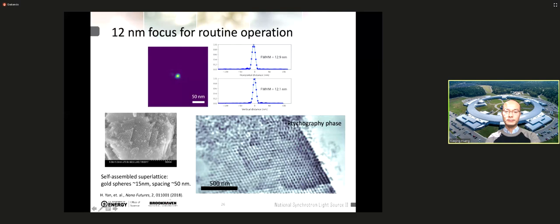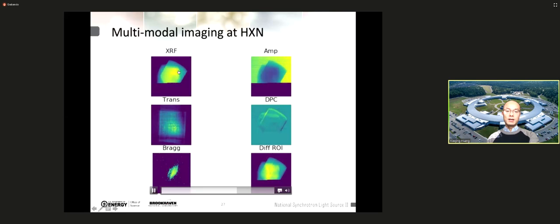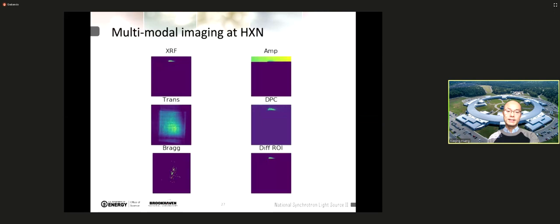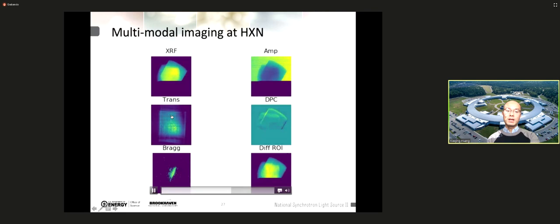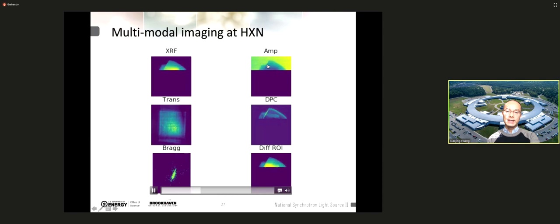Okay, so this movie gives us a rough idea of running an experiment with all three detectors collecting data simultaneously. The image on the top left corner is the ROI summation on a certain fluorescence peak. That roughly gives us the element distribution for the peak. The second picture on the left column is the transmitted scattering pattern at each scan point. And if we integrate the total scattering intensity for each scan point, we get an absorption contrast image.